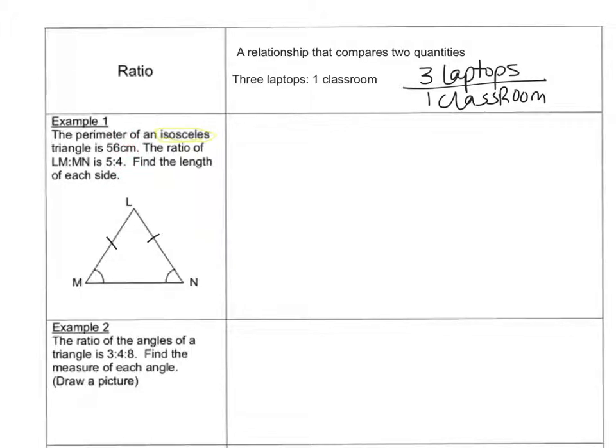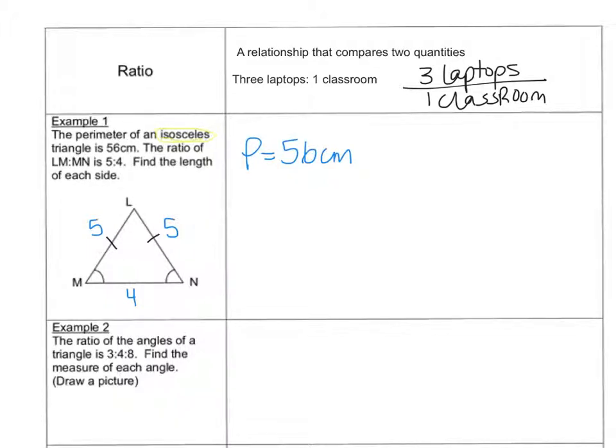So one way to think about this is we could suppose that this side is 5, and this side must also be 5 because it's an isosceles triangle, so those two sides are congruent. And this side is 4. So 5 centimeters, 5 centimeters, and 4 centimeters. Well, they gave us that our perimeter was 56 centimeters. If that's the case, these measurements wouldn't work. For sure, LM to MN is in a ratio of 5:4, but 5 plus 5 plus 4 is not 56. That means that there's some multiple of this going on, but I don't know what it is.